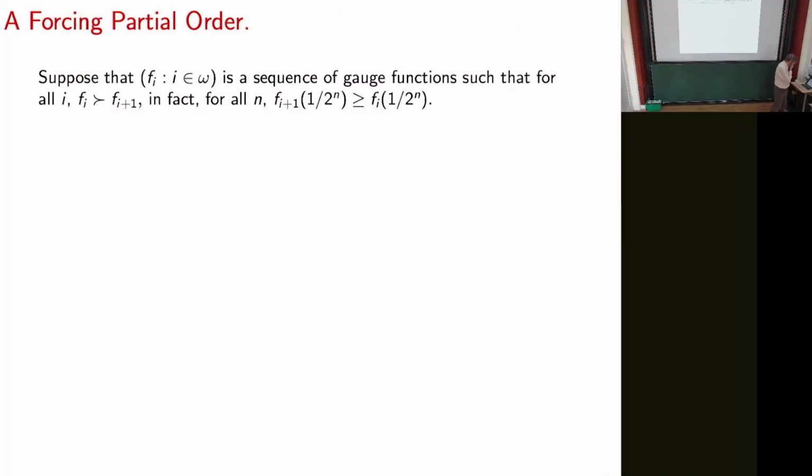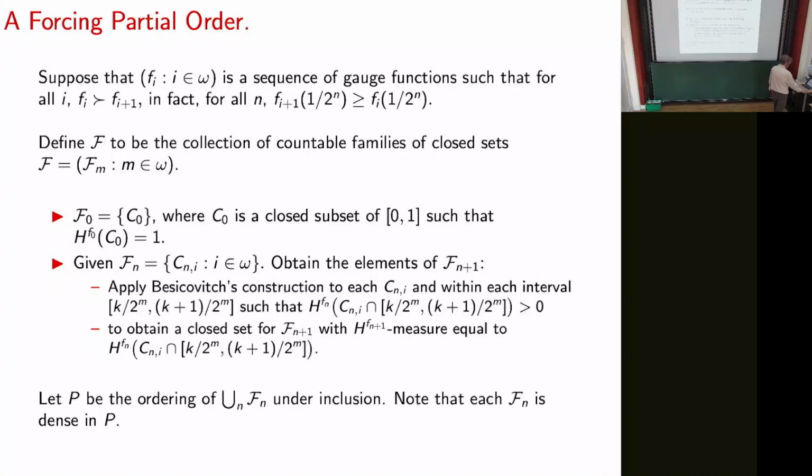Step 3, put together a forcing partial order. Now, I wrote something down here which I'm going to draw a little picture of. A closed set is a collection of paths through a tree. So C0 is a closed subset of 0, 1, such that HF0 says that C0 has measure 1. So it's a set of paths through a tree.